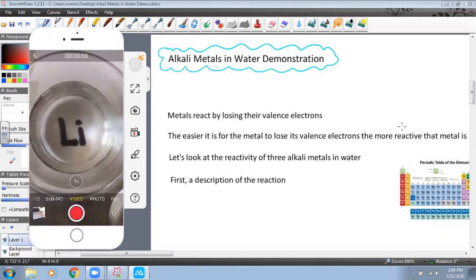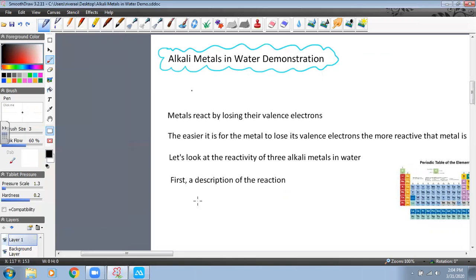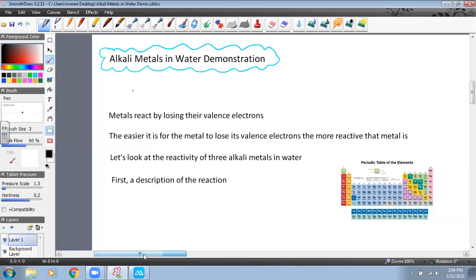Okay, now before I do the demo, I want to talk a little bit about what is going to happen here. So let's now take a look here at my notes, and I would like you guys to write down a couple of things. So this alkali metals in water demonstration looks at the reactivity of metals. So one of the key things we're going to be looking at is degree of reactivity. And basically by reactivity, I mean like how fast is that reaction happening? How exciting is that reaction?